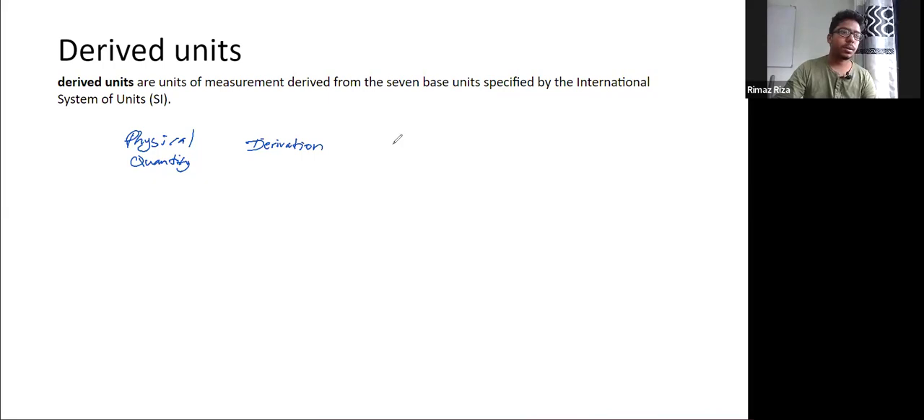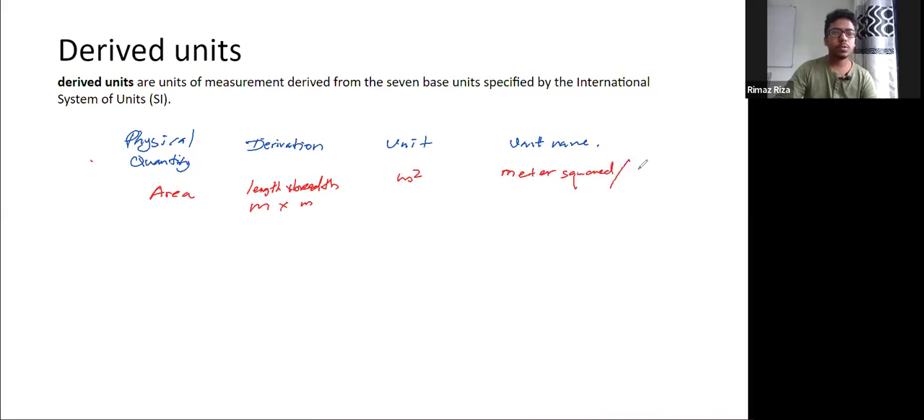And then the unit name, right? And the unit and unit name, right? Now, for example, area. You can write length into breadth. So the unit here is meter into meter, so meter squared, meter squared, or square meter.